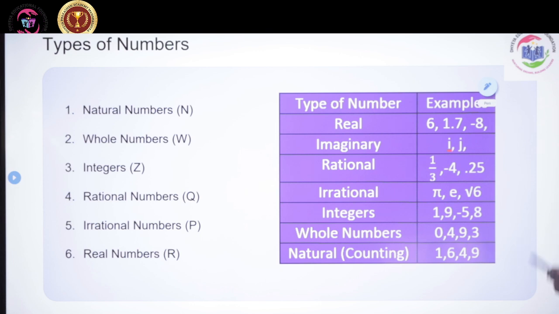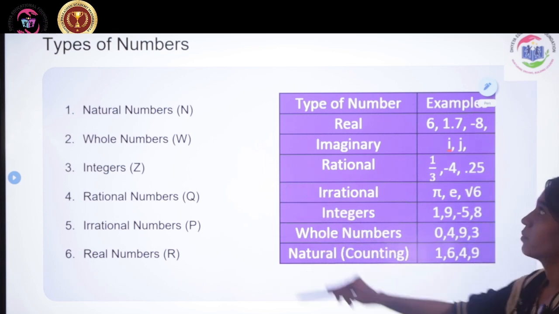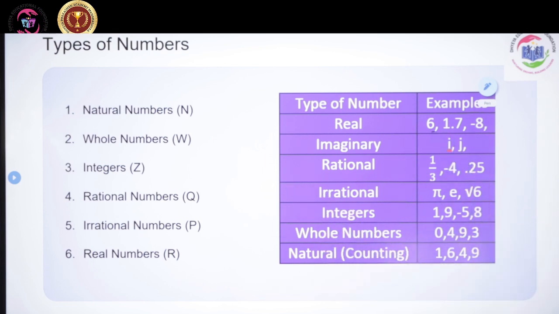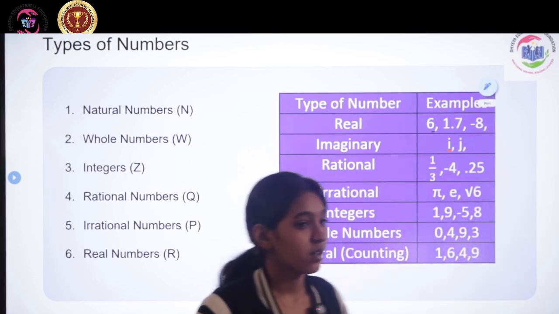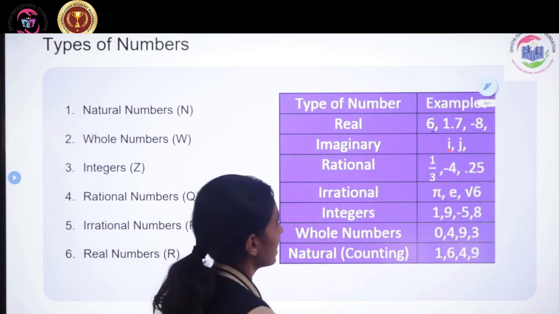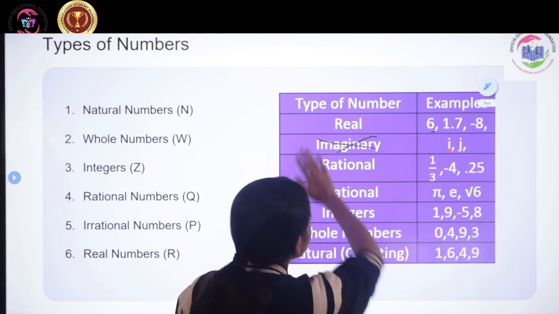As you can see in this image, there is the real number. Real number contains all the numbers, that is natural number, whole number, integer number, rational number, irrational number. Real number contains all these numbers, and an example is 6. 6 is an integer. 1.7 is a rational number. -8 is also an integer. But imaginary numbers are i and j. Remember this. This will not come, but still it is a type of number.